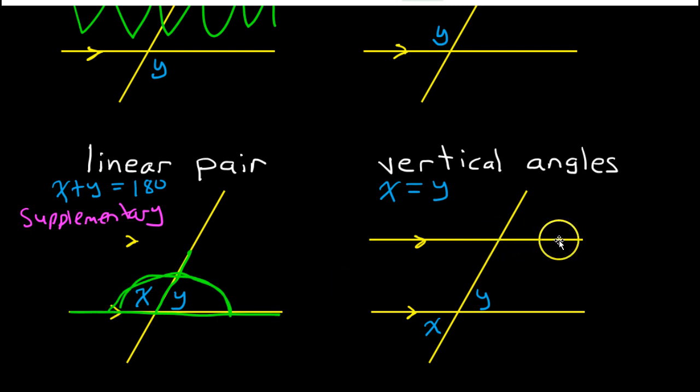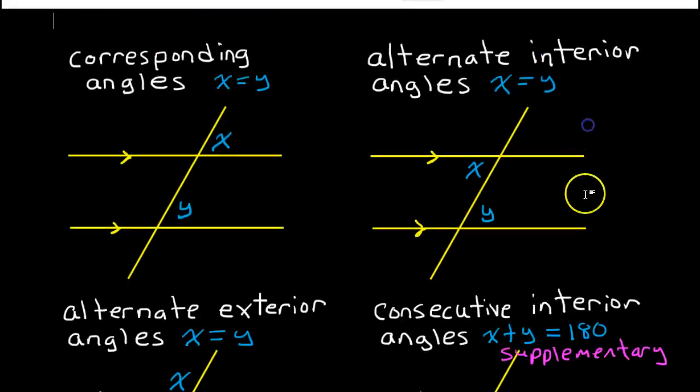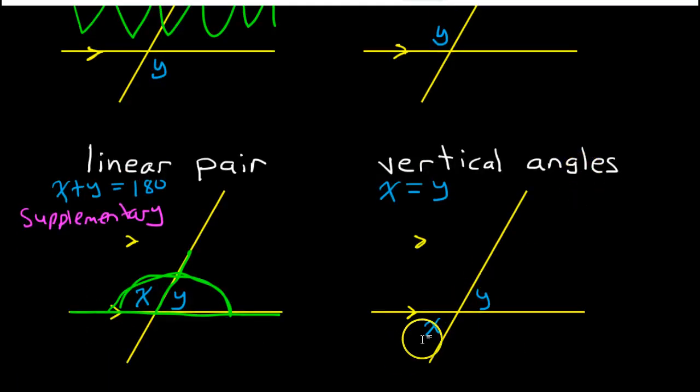And then vertical angles. Again, vertical angles really don't have anything to do with parallel lines. If you have two intersecting lines, then vertical angles are the angles right across from each other. And vertical angles are always going to be congruent. So X and Y would be the same value. See these empty spaces here? These are also vertical angles. So I could have done it this way.